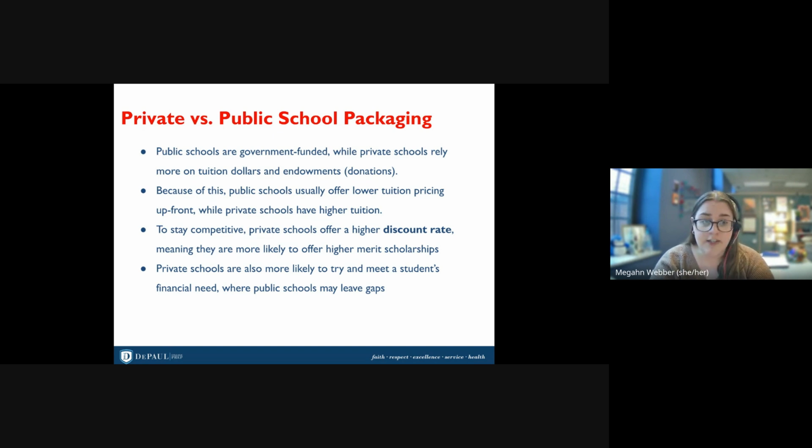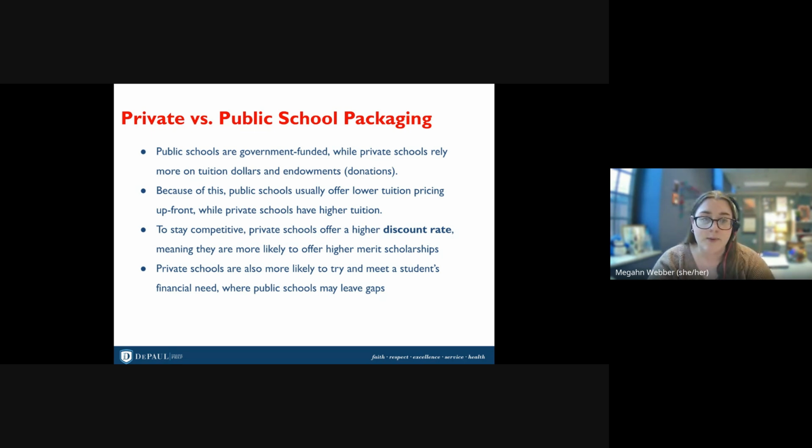But like we mentioned, private schools usually offer a higher discount rate because they want to stay competitive. They know that the state schools have lower tuition, so they want to offer more scholarships, more merit aid, more need based aid to help keep those a little more balanced. Private schools, for that reason, are going to be more competitive when it comes to awarding scholarships and grants, especially need based aid, to help fill in that gap for the student to make the school more affordable.